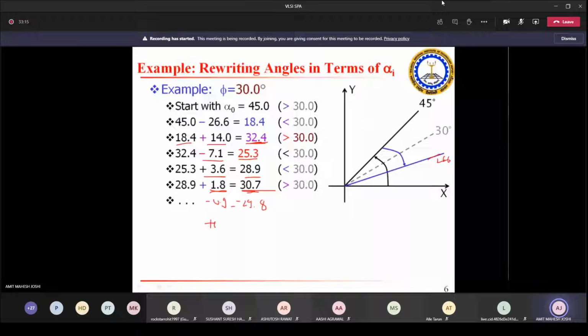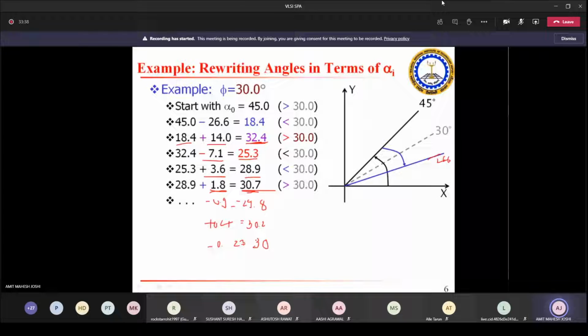So that is 30.2. Next angle is minus 0.2, which I can subtract. So which I get is exactly 30. So now I am getting the exactly 30 value. Any particular angle, if I am interested, I can calculate, which is the linear combination of alpha.